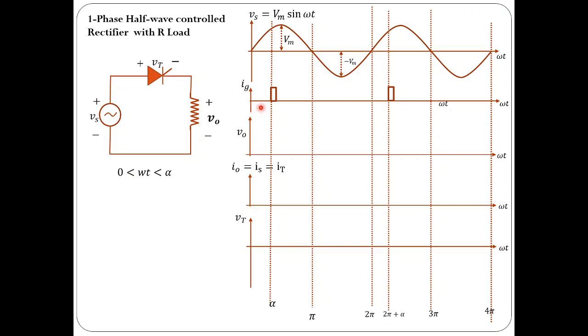Now if you see, during the positive half cycle, where omega t varies from 0 to alpha, the voltage across the switch is going to be positive, so the thyristor is going to be forward biased as Vs is positive. The load current is 0, so the load voltage is going to be 0. Simply, the source voltage will appear across the switch. It is forward biased, but the voltage during this period is less than the breakover voltage, which in fact has to be maintained.